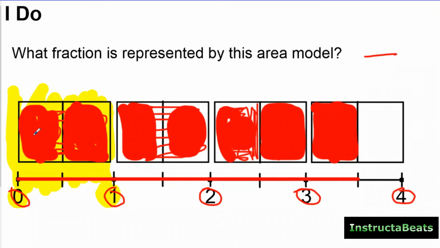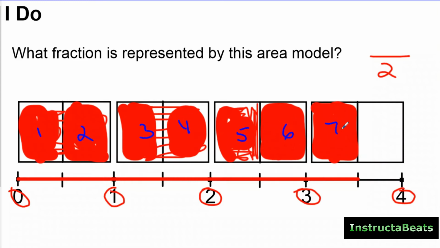So for this, I see on my area model and my number line, I had 2 equal groups. So my denominator for this improper fraction is 2. Now I need to know my numerator. So how many total pieces were shaded, right? So I had 1, 2, 3, 4, 5, 6, 7. So the fraction that is represented by this area model is 7 halves, or 7 over 2.